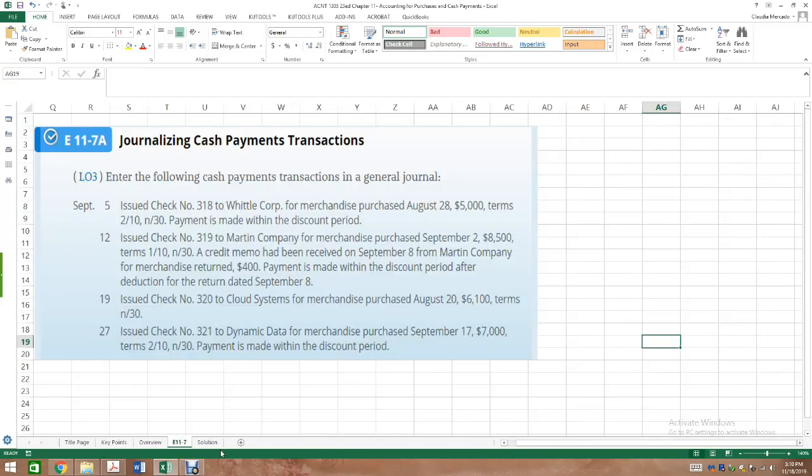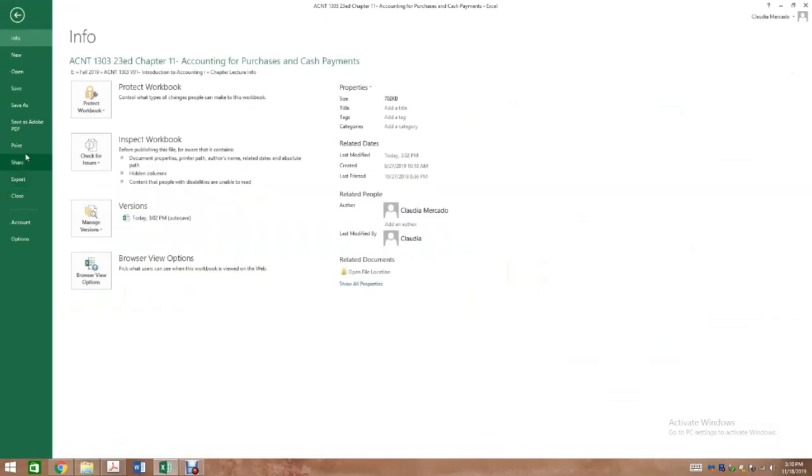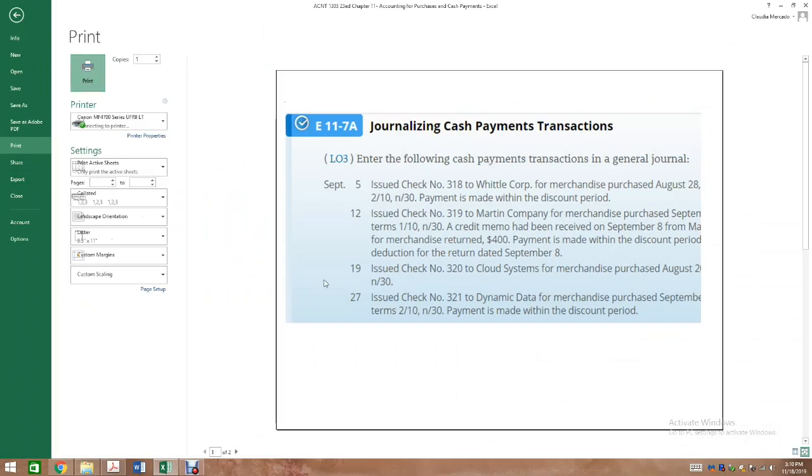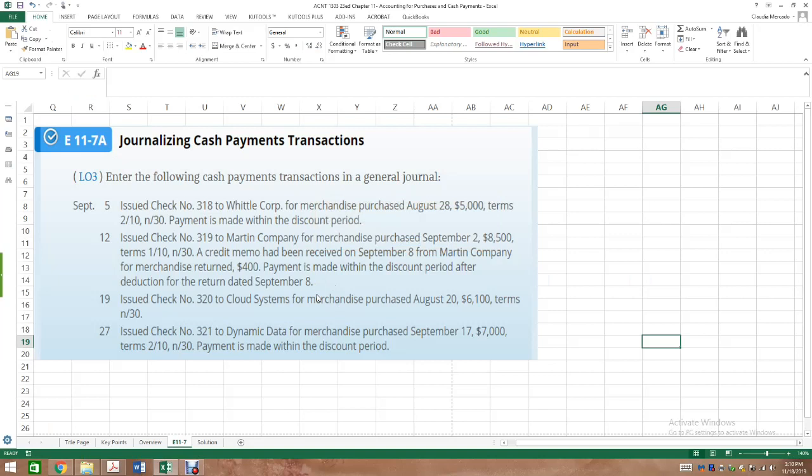Now I'm going to jump into the exercise that I'm going to be covering. It's exercise 11.7, and this particular exercise deals with journalizing cash payment transactions. Before I get started, let me go ahead and print it out, because that way I don't have to be flipping back and forth. So I'm printing that out so I can go ahead and record these transactions.